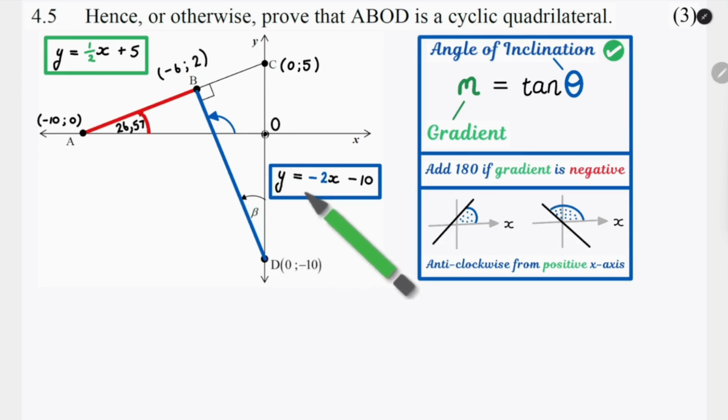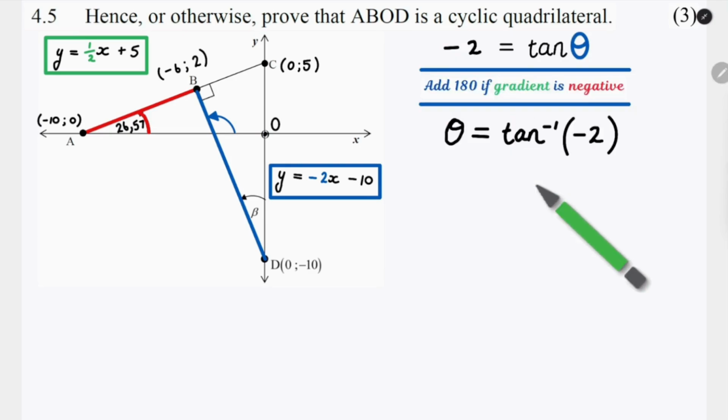So the gradient of the blue line is -2. So we're going to put that into the gradient place. And then I'll just leave this as a theta. It's representing this arbitrary angle here. There's no other theta, so there's no name clashes. Okay, I'm going to take the tan over. It becomes shift tan.